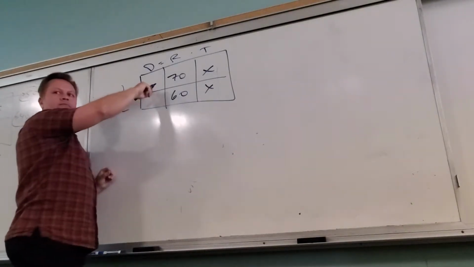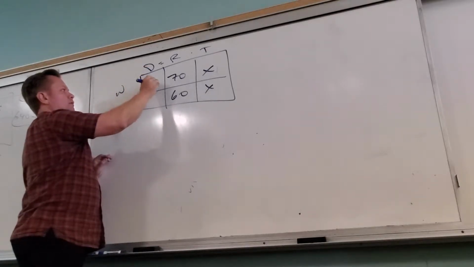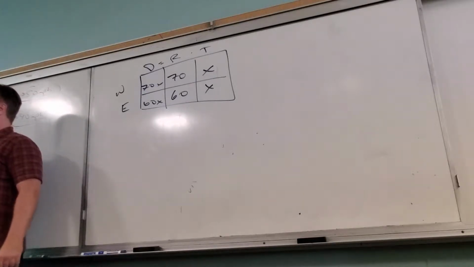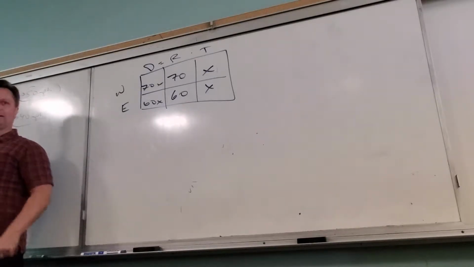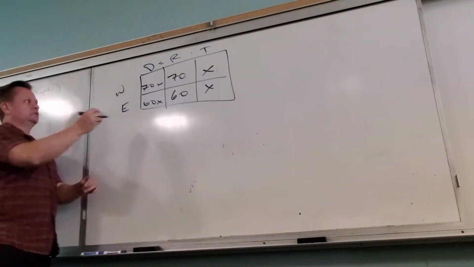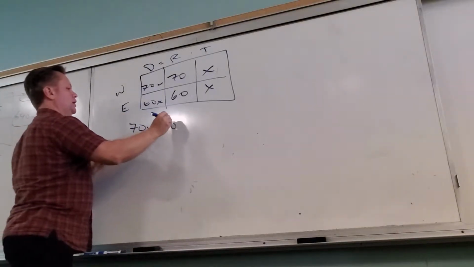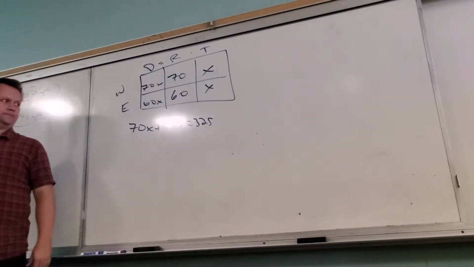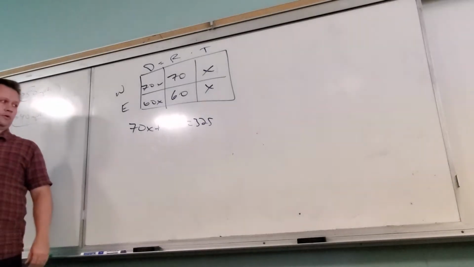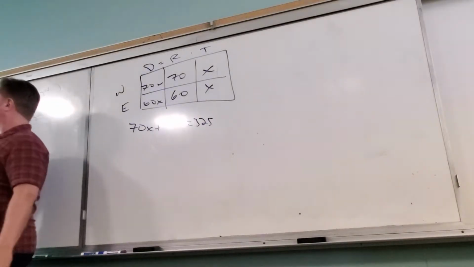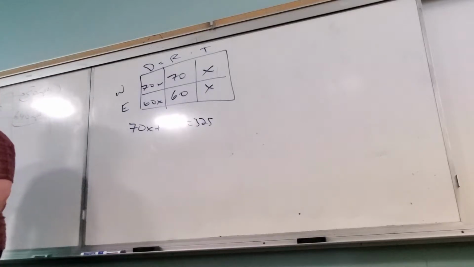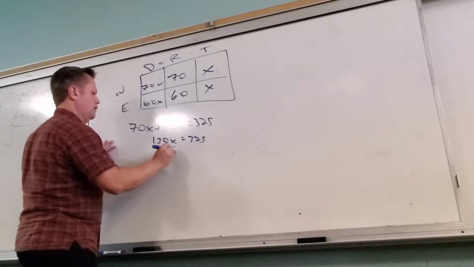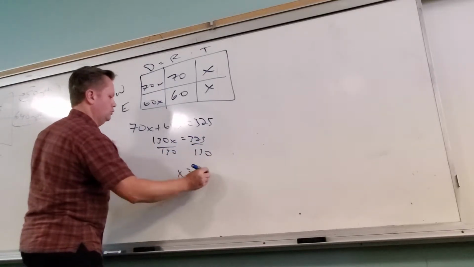And then, of course, 70x, 60x. This is beautiful. And what are those supposed to do? Add to be 325. I like it. So 70x plus 60x. I mean, you can't beat that equation. What is it? 2.5? Ooh, it's not so bad. So 130x equals 325, divided, x is 2.5.